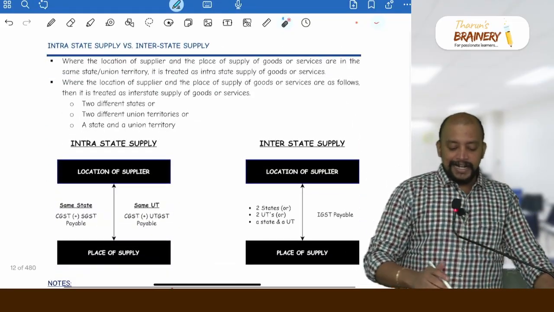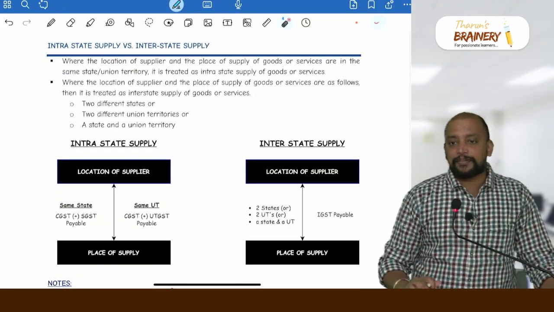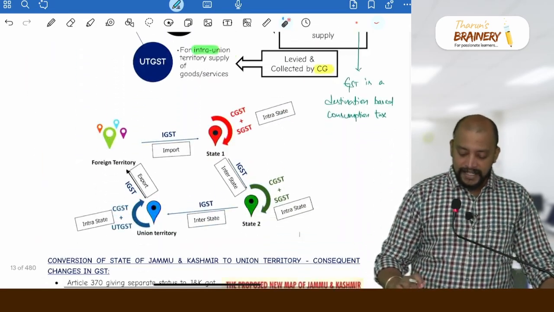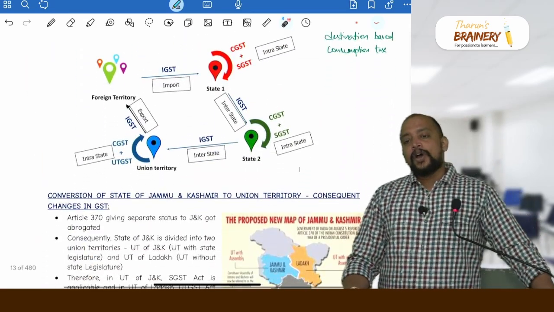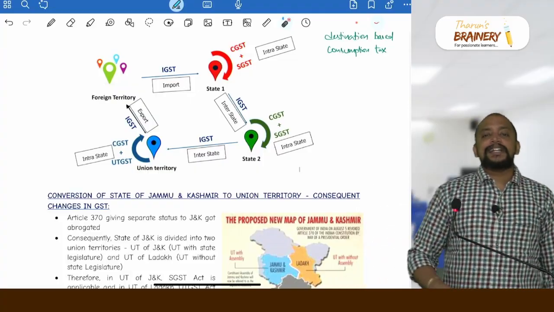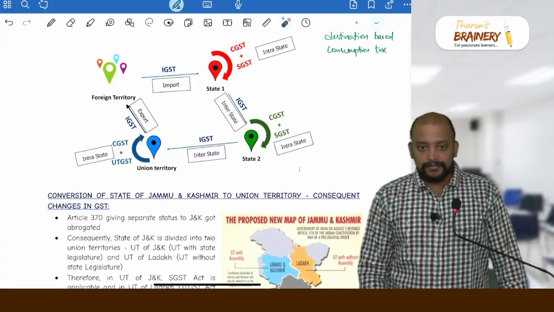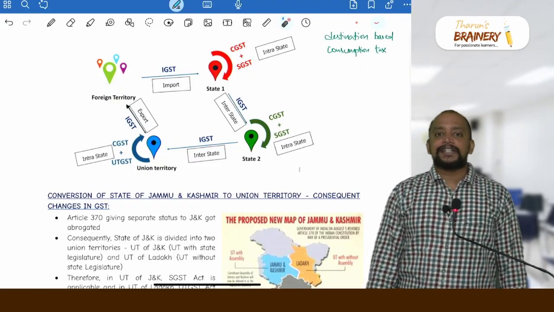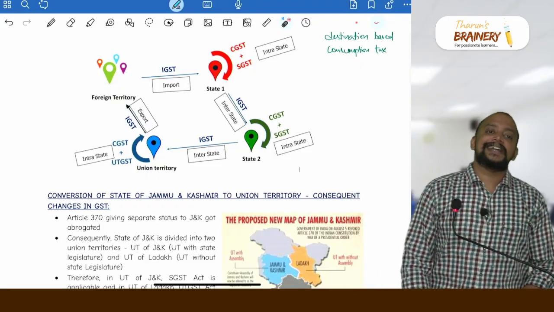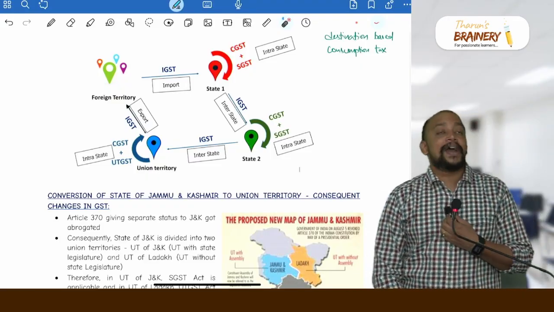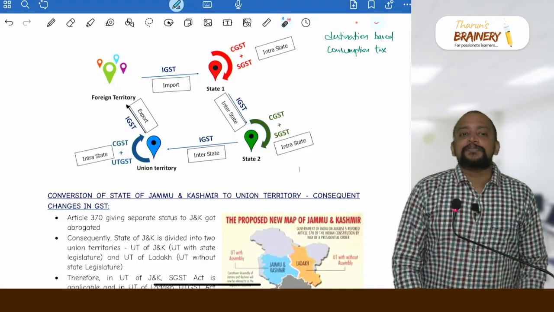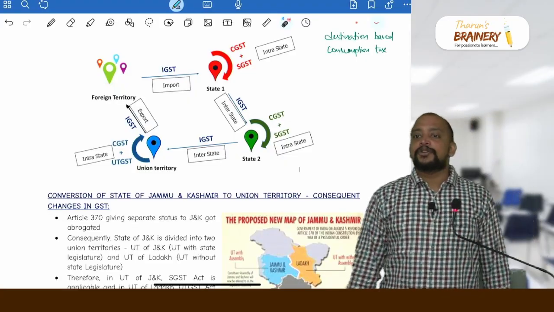And this we have already discussed. What is the meaning of intrastate supply and interstate supply? Then types of GST we have discussed. And on import and export, what is the type of GST that is applicable? Intrastate, interstate, okay. Import and export, what is the GST? Whether CGST, SGST or IGST, we need to pay IGST. Why like that? Because import and export is deemed to be interstate. Always deemed to be interstate.